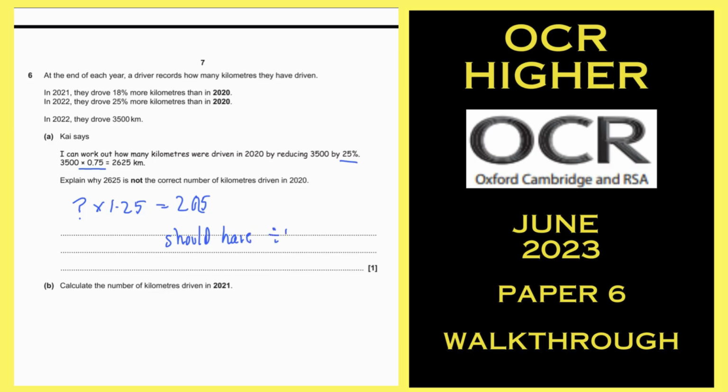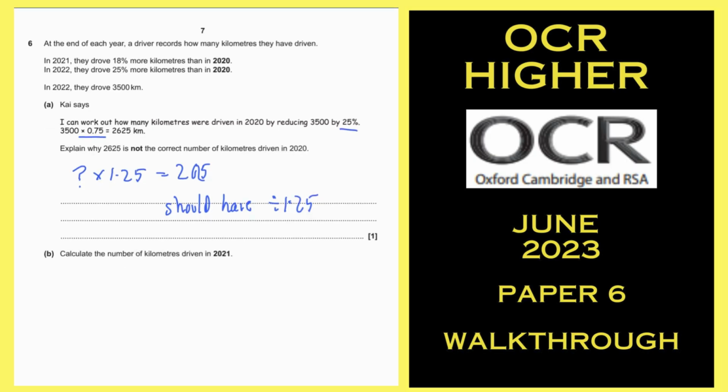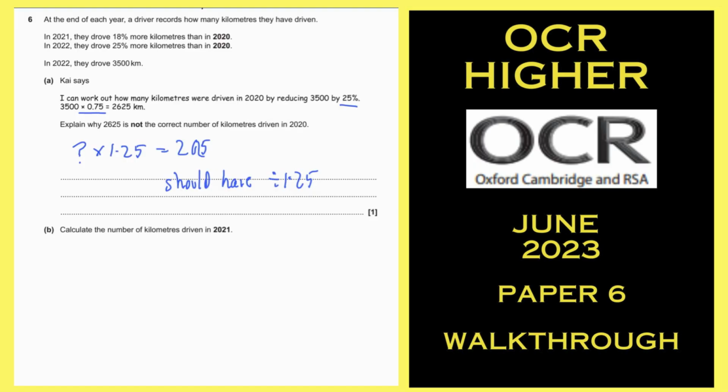I should have divided by 1.25. That's how you would have done a reverse percentage for when it's been a percentage increase. Right, now part B, as I say, this is a bit messy for me. So the way I did it is lay out the story.